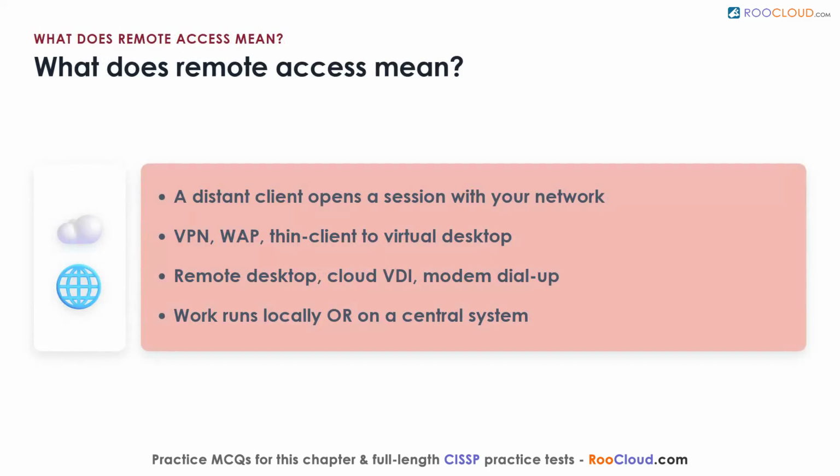What does remote access actually mean? It is the ability of a distant client to open a communication session with your network. It takes many forms. Someone tunnels in over the internet through a VPN, connects to a wireless access point, or reaches a virtual desktop through a thin client. Others use remote desktop to a machine at the office, spin up a cloud-based virtual desktop, or dial a modem into a remote access server.